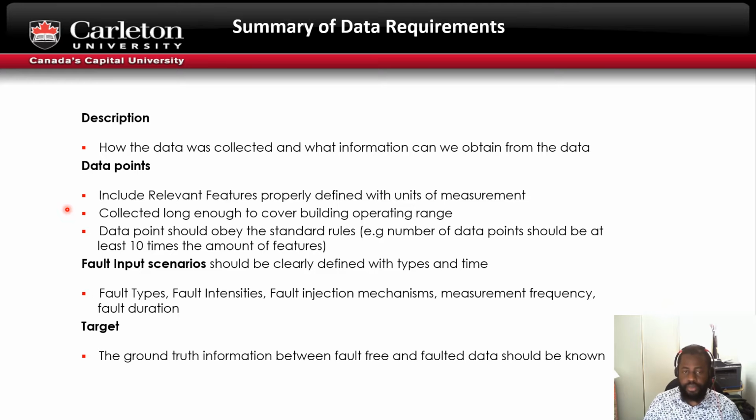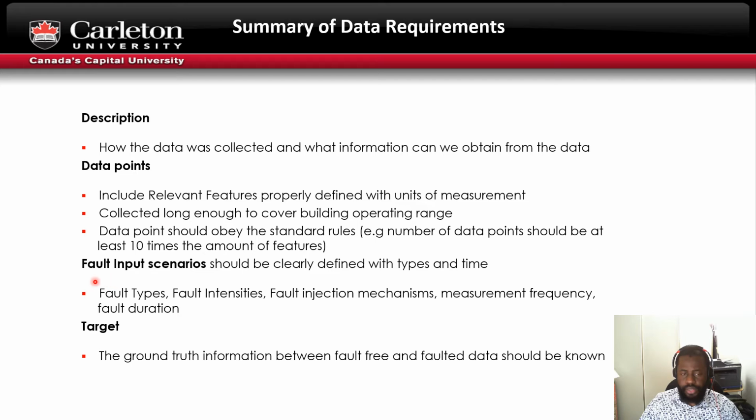So if you're measuring, for example, temperature, you want to have data for both the winter and the summer so that it covers the entire operating range of that temperature measuring device. You also want to make sure it has some data that describes faulty situations as well. And then it should also obey standard rules. The number of data points, for example, should be at least 10 times the number of features.